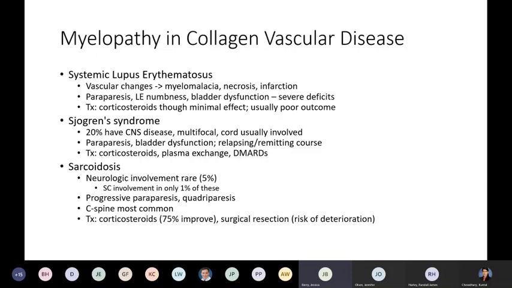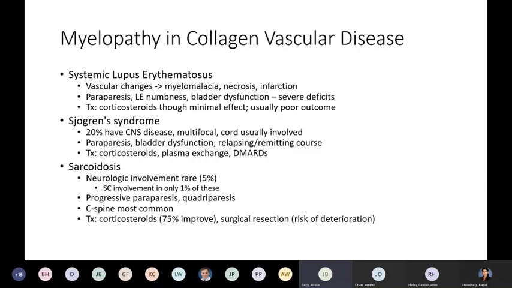It can be more of a relapsing remitting course, and this can be treated with steroids, plasma exchange, or disease modifying agents, some combination of all of those things. Sarcoidosis, on the other hand, is pretty rare to have associated neurologic involvement. About 5% of people with sarcoidosis have neurologic involvement, and of those, only 1% has spinal cord involvement.